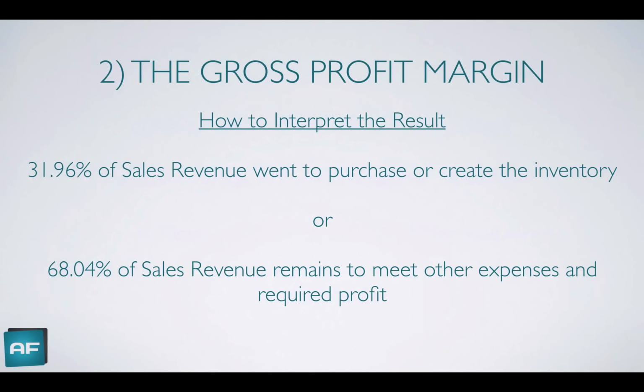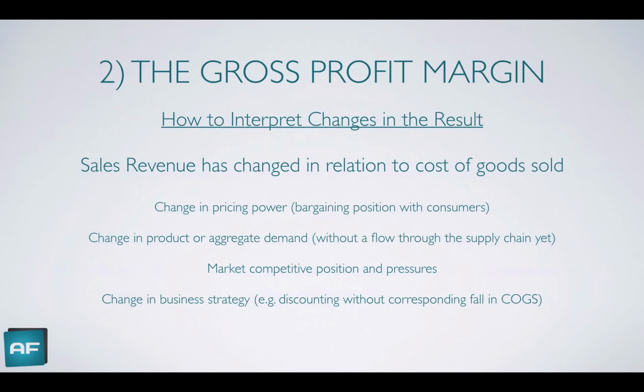Let's start at the bottom first. The 68.04 result simply means that's the sales revenue that's remaining to meet our expenses and our required profit, our other expenses. In other words, 100% minus 68.04 means that 31.96% of our sales revenue went to purchase or create our inventory. So it went to purchase our widgets or create our widgets. All right, how to interpret a change in the result? One side of the equation is that sales revenue has changed in relation to our cost of goods sold or our cost of inventory.